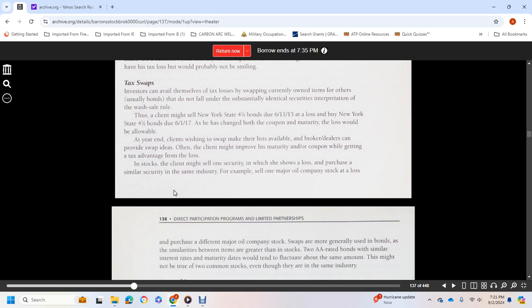In stock, the client might sell one security that shows a loss and purchase a similar security in the same industry. For example, sell one major oil company stock at a loss and purchase a different major oil company stock. Swaps are more generally used in bonds than in stock. Two AA rated bonds with similar interest rates and maturity dates tend to fluctuate by the same amount. That might not be true of common stock, even though they are in the same industry.